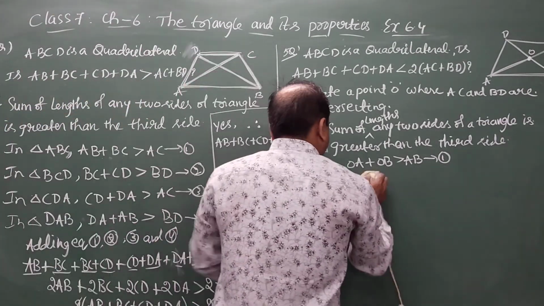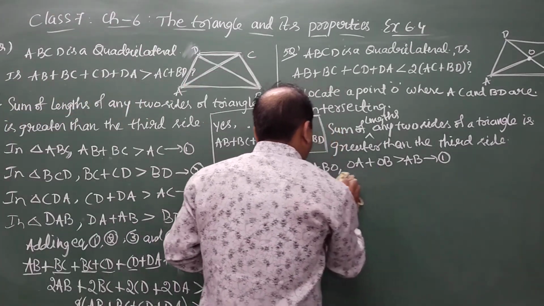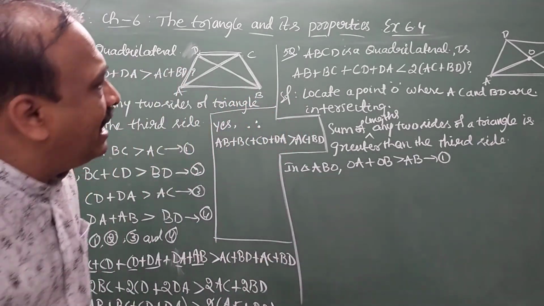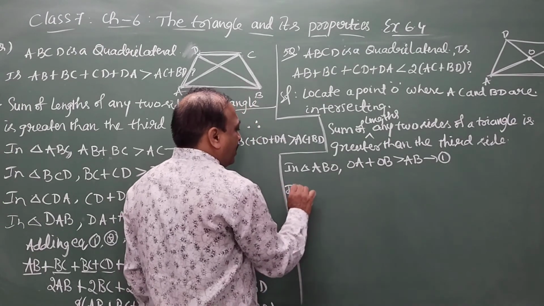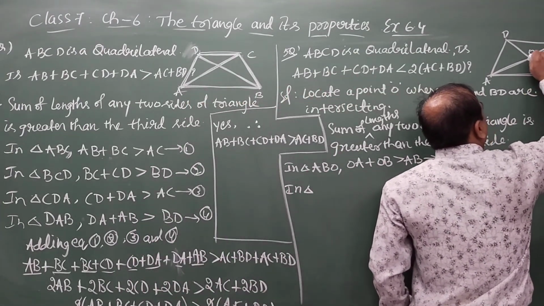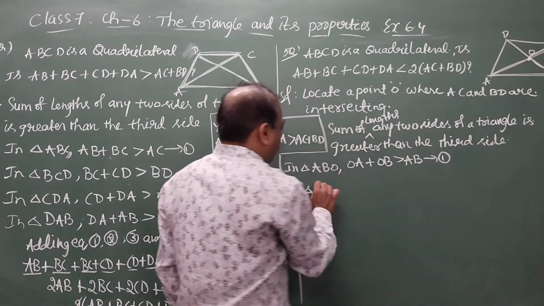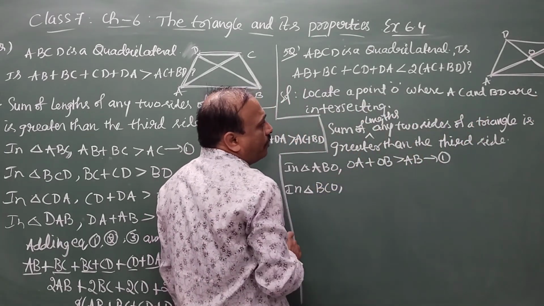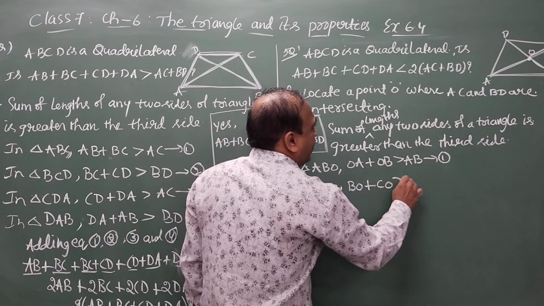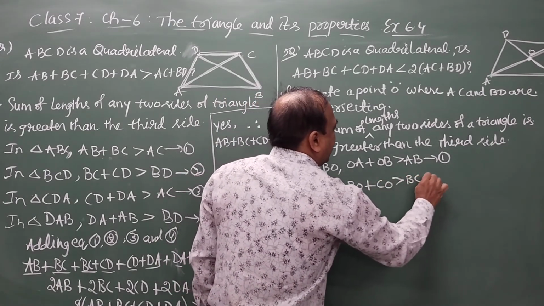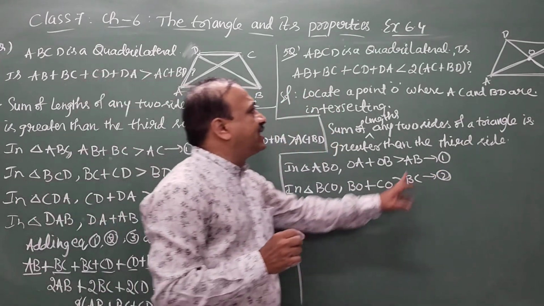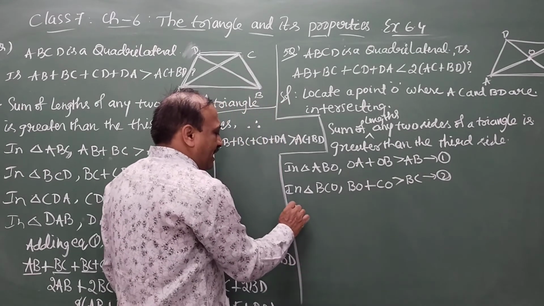Now we use a similar triangle. Another triangle which is triangle BOC. In triangle BCO, this triangle, we will write BO plus CO is greater than BC. This is equation 2. Sum of the lengths of any two sides of a triangle is greater than the third side.